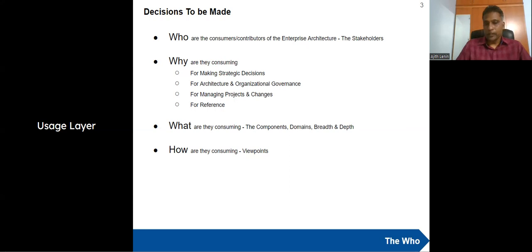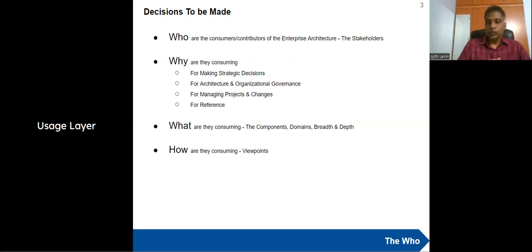The second aspect of why somebody wants to use enterprise architecture is to establish an architecture governance practice or an organizational governance practice as well. Or it could be for day-to-day change management, or managing the projects and the changes coming our way. It could be to create the designs for the projects that are coming our way. And finally, the default usage of the enterprise architecture for reference or knowledge purposes. So we need to define why each of the stakeholders is using the enterprise architecture.